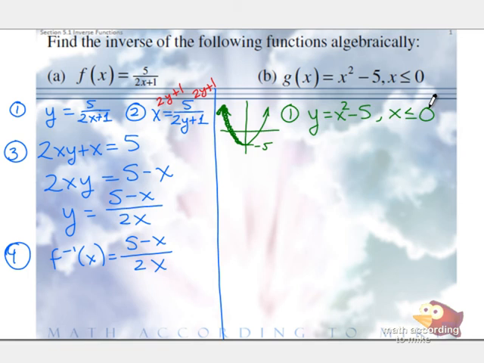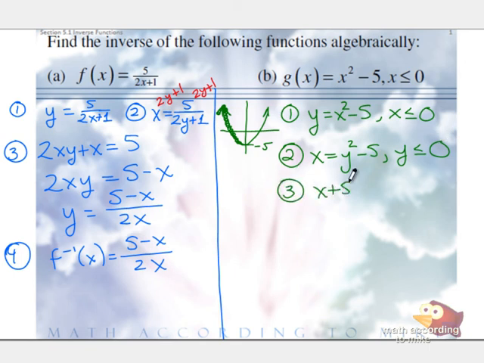So step 1, replace the function name with y. Step 2, interchange your x's and y's, even in the domain restriction. Step 3, when we solve for y, how do we do that? Square roots. Well, when you take a square root in an equation, you shouldn't consider a plus or a minus, but since we have y less than or equal to 0, we want the minus. So minus square root of x plus 5 equals y.